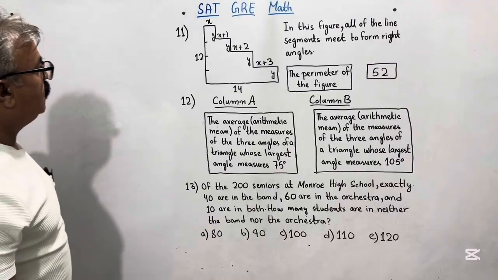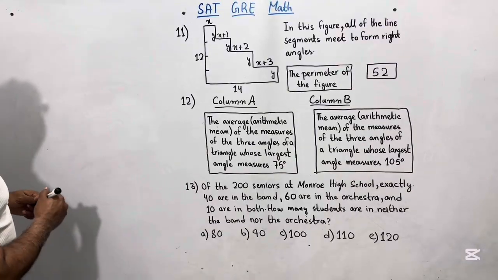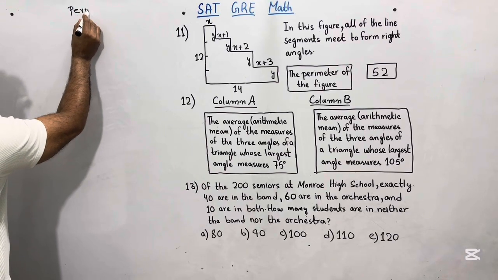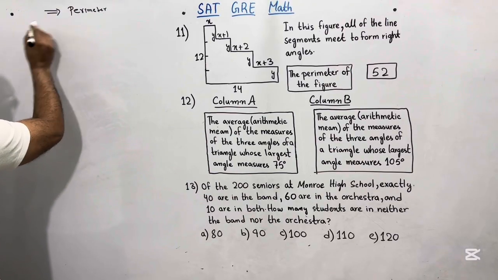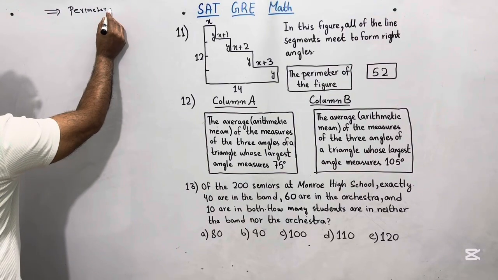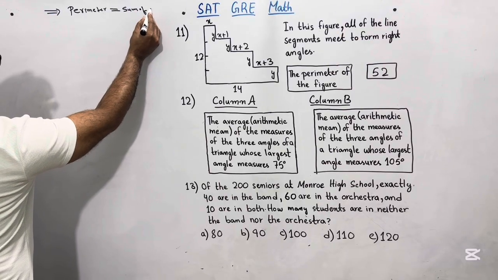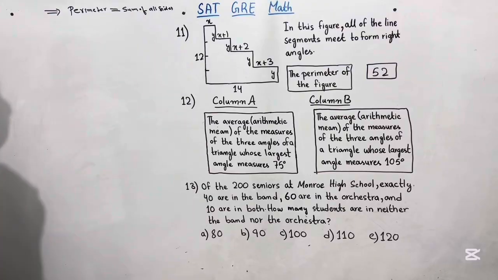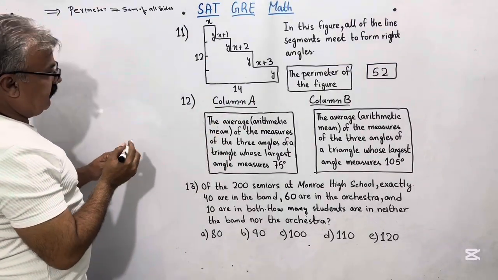With perimeter, we are familiar. Perimeter is the sum of all sides. This is 12, this is 14.